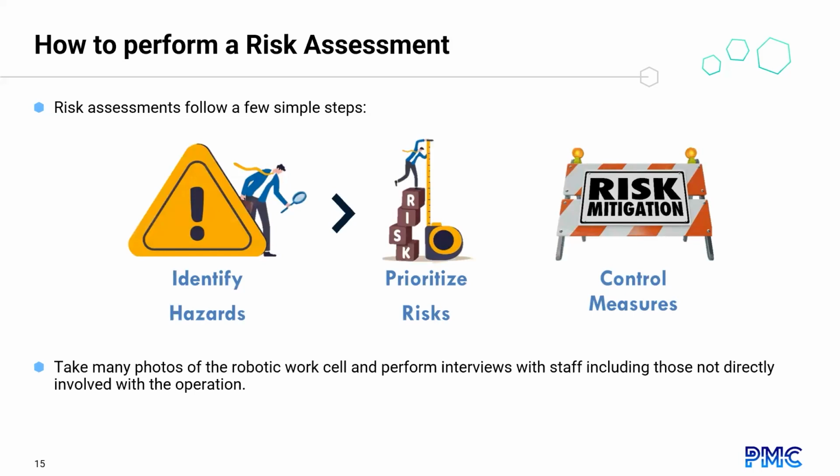And how should we carry out the risk assessment? Well, this task may seem daunting at first, but the risk assessment follows a few simple steps. As a first step, we need to identify and list all the hazards. Then we must prioritize the risks. What can cause more harm to the operator, for example? And finally, we must list the possible control measures to mitigate these risks.